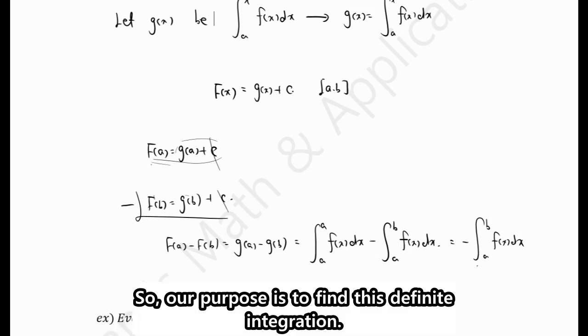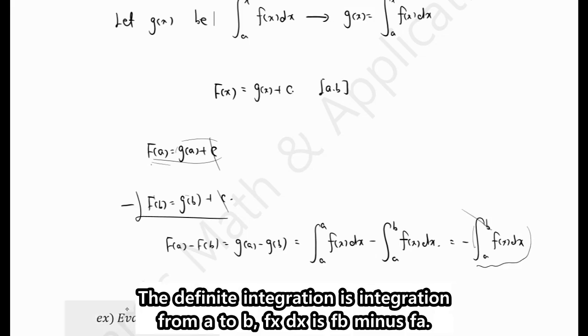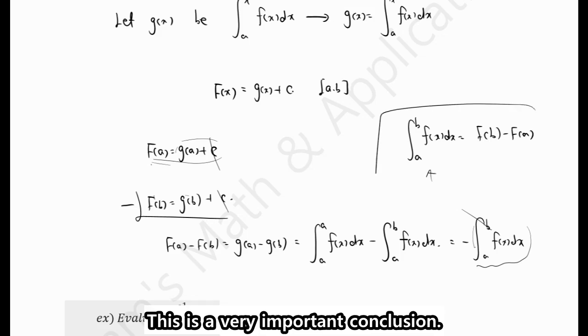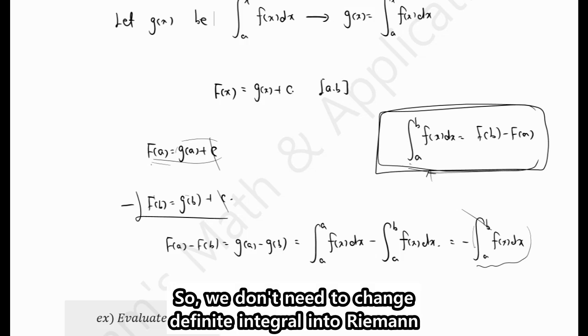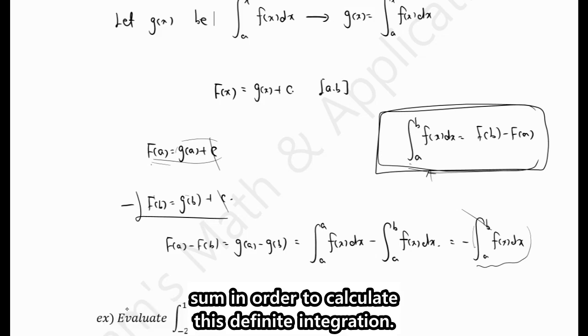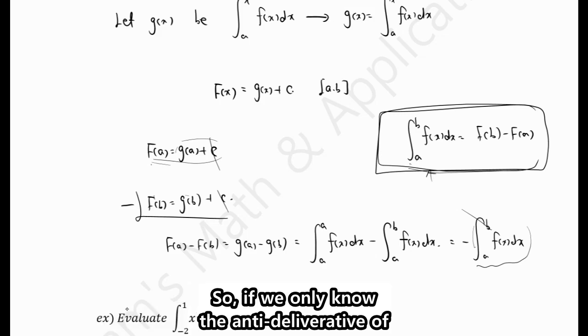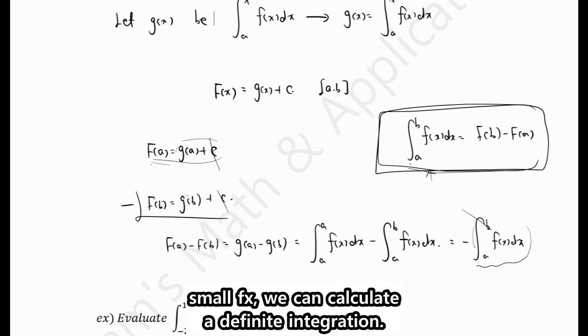So our purpose is to find this definite integral. The definite integral from a to b of f(x) dx is F(b) minus F(a). This is a very important conclusion. We have already known it in high school, but it is very important. So we don't need to change the definite integral into a Riemann sum in order to calculate it. If we only know the antiderivative of small f(x), we can calculate the definite integral.